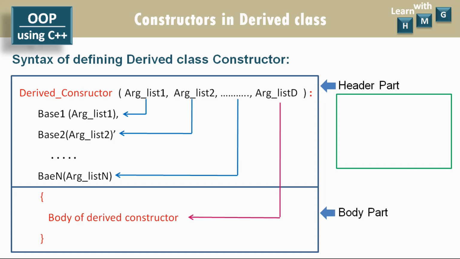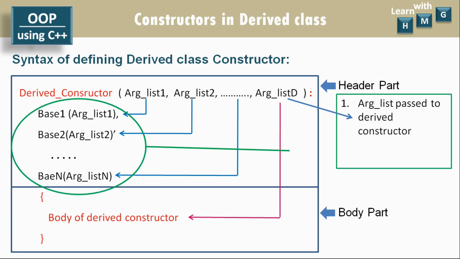Within the header part there are two components. One is this argument list passed to derived class constructor. So here this is the entire argument list, which consists of the arguments of all base classes plus arguments of derived class. And here in the green circle you can see, this is nothing but the base class constructor calls. So all base class constructors are called in a sequence 1, 2, 3, 4 up to n. So like this, this is the syntax of defining derived class constructor.